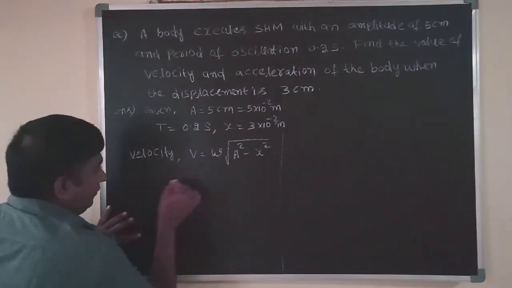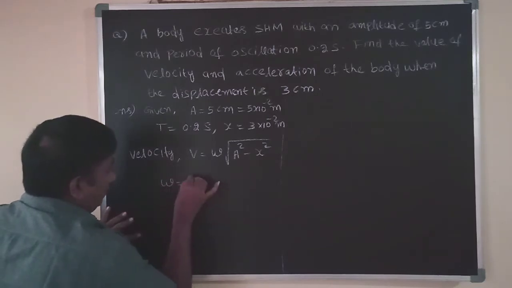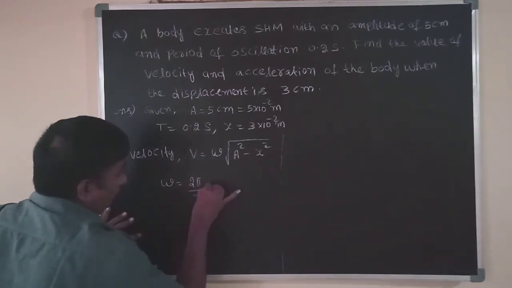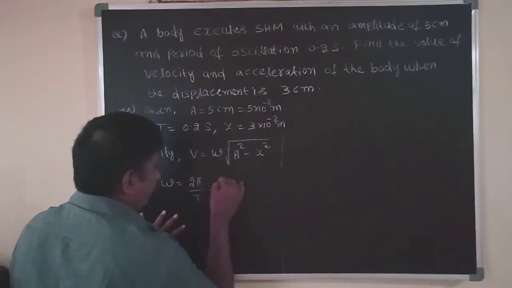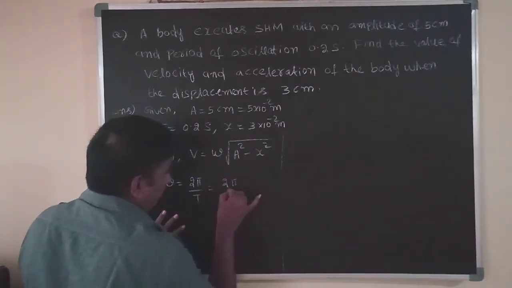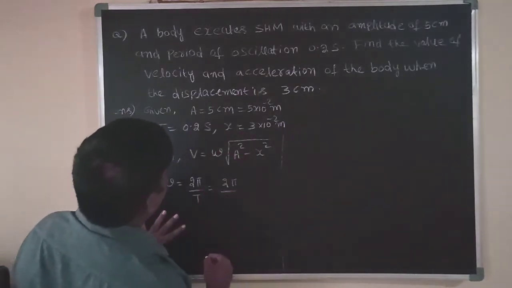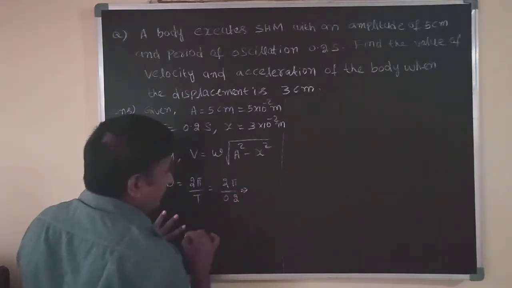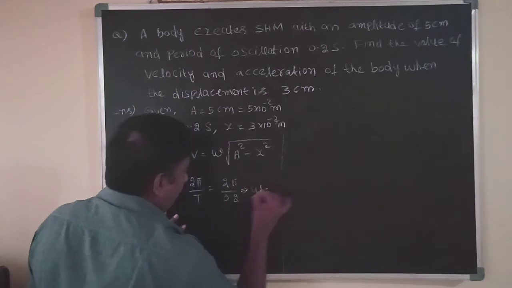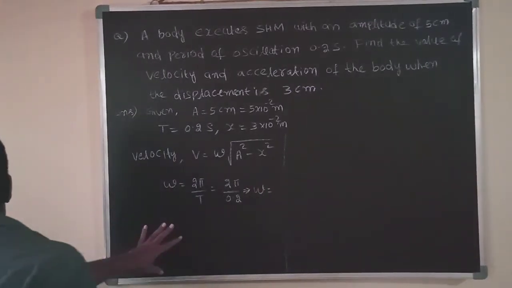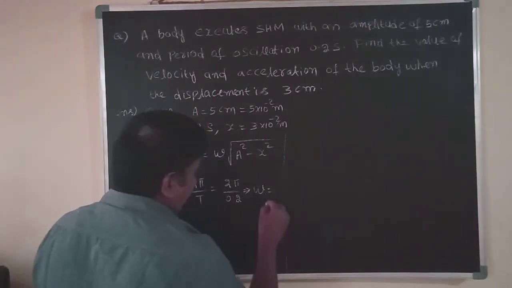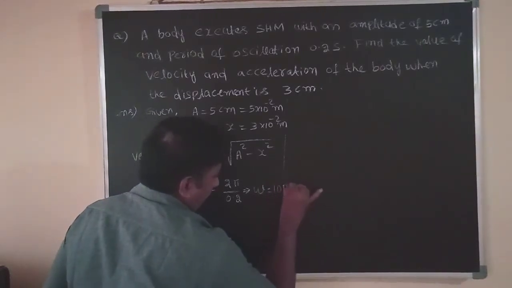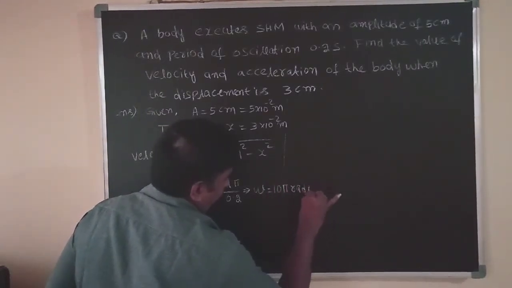Here the omega value is omega equals 2 pi by T. So I can write 2 pi by T, where T is 0.2 seconds. If you do this, I get omega equals 10 pi radian per second.